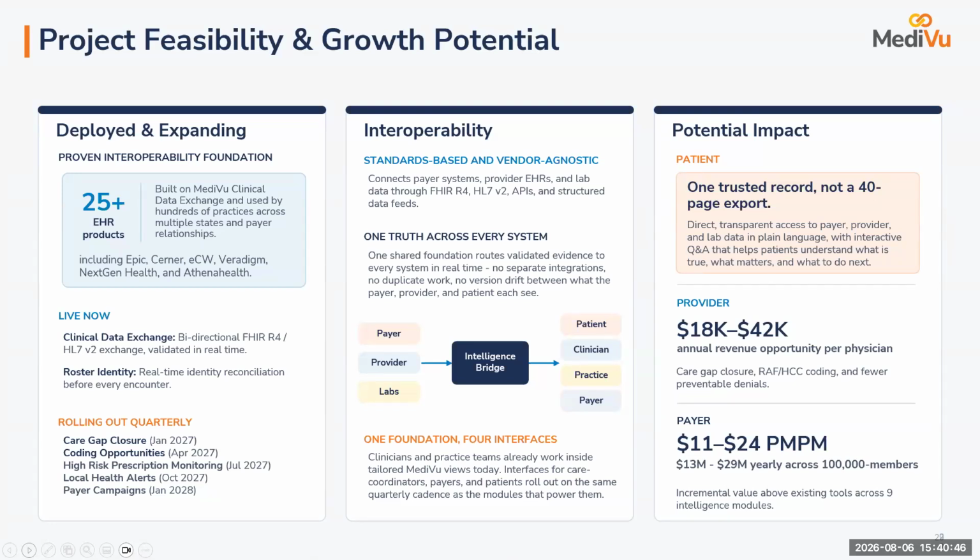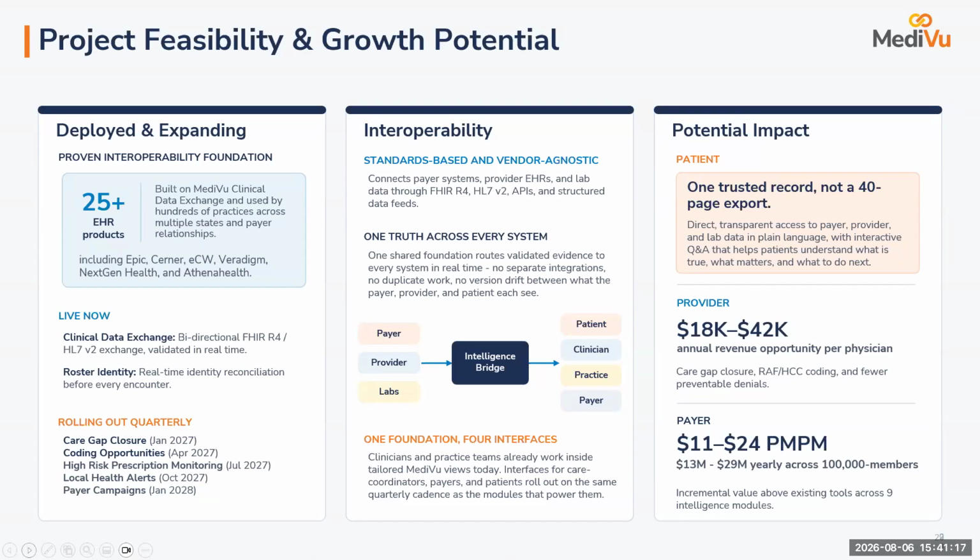What this means for our users? For providers, up to $42,000 per physician annually by eliminating chart chase, pre-authorization friction, and retrospective coding work. For payers, $11 to $24 per member per month in net new value. That equates to $13 to $29 million yearly across a 100,000 member network by closing care gaps, confirming coding, and resolving identity conflicts at the moment of the encounter.